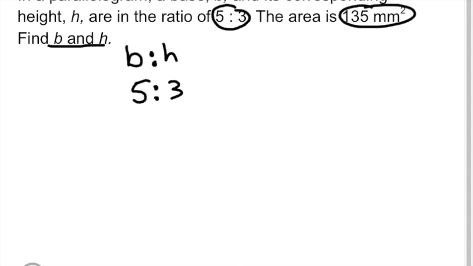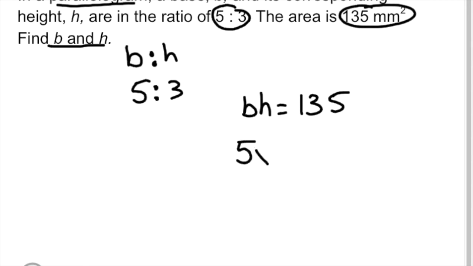So as we look at doing this, we know that base times height is 135. It's a parallelogram, so that's the area formula, base times height. All right, well, we don't know what base and height are. That's what we want to find, but we know that 5 times something times 3 times that same something is 135. We've done these with addition before. I'm going to add an x to each of these in the ratio to try to figure out what x should be. If I can figure out what x is, I use that to figure out what the side lengths are. So let me show you that.